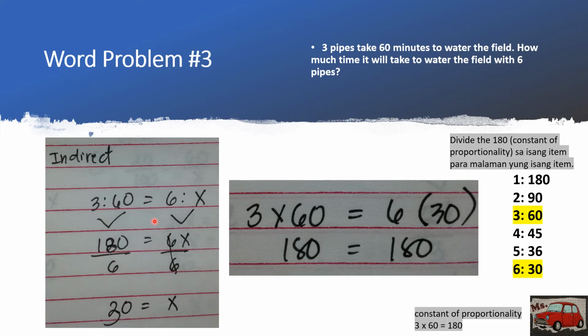Okay? So, let's see kung proportion siya kapag nilagay na natin yung value ng x. So, in this case, 3 times 60, we have 180. 6 times x, which is equivalent niya is 30, that is 180. So, equal siya, ibig sabihin, proportion siya. Okay? So, kung mapapansin mo, yung pipes natin na 3 naging 6. So, minultiply natin by 2. And then, yung 60 na minutes naging 30 minutes. Nag-divide tayo into 2. So, parehas natin na ginamit yung 2, pero yung isa tumaas, yung isa bumaba. Okay? So, that's why it's indirect proportion.